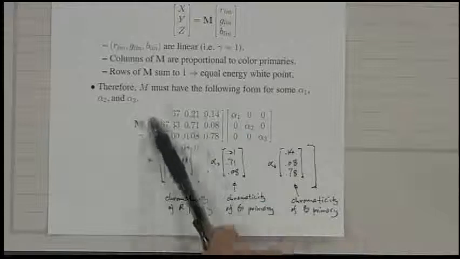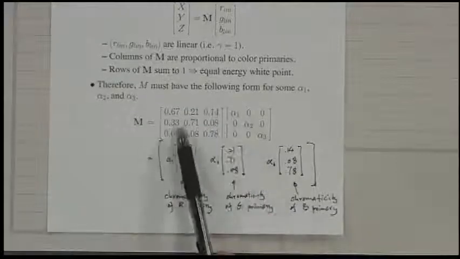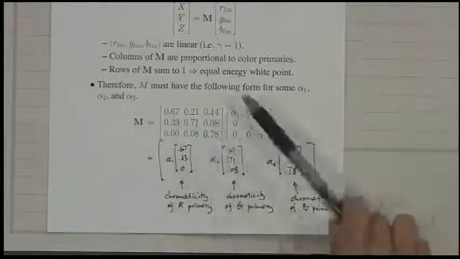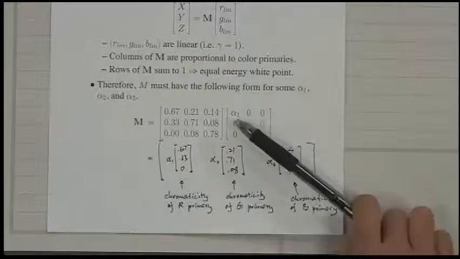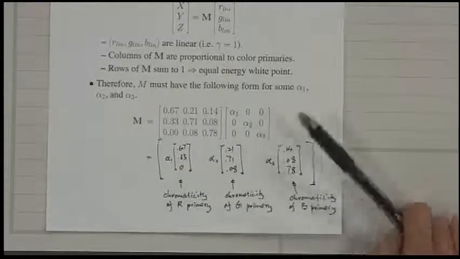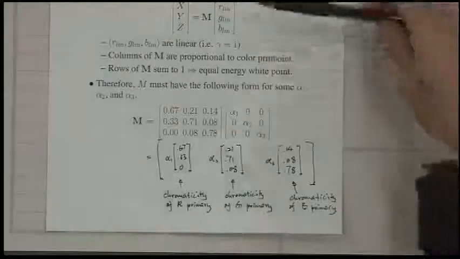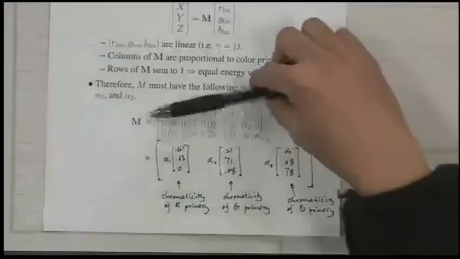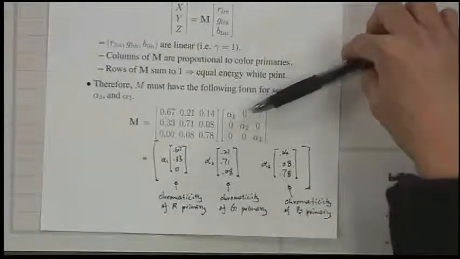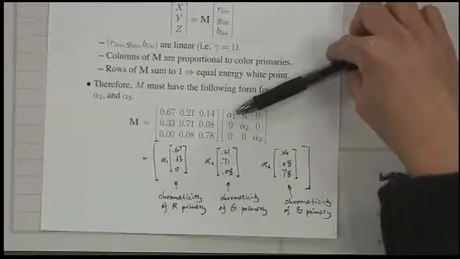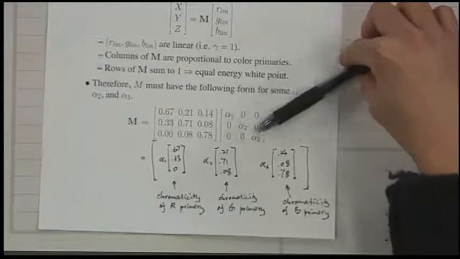So you can also write it in this particular form. The first matrix holds the chromaticity values of the 3 primaries, and we have a diagonal matrix alpha 1, alpha 2, alpha 3, which are the scales of the 3 primaries. So with this argument we come to this form of M, and what we eventually need to finish is to know the values of alpha 1, alpha 2, and alpha 3.